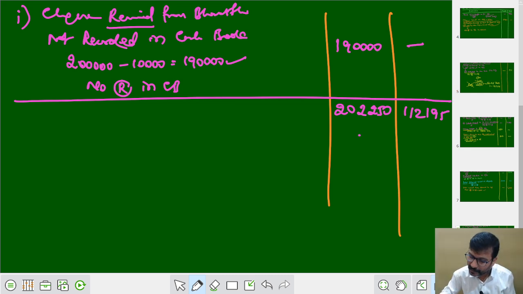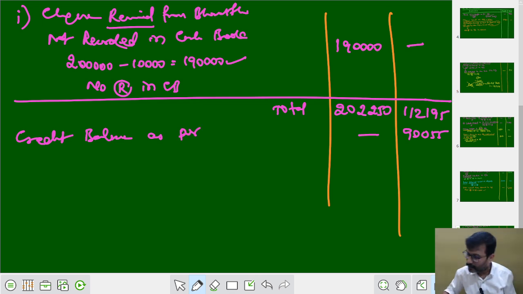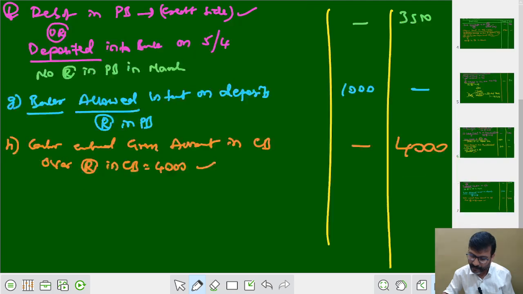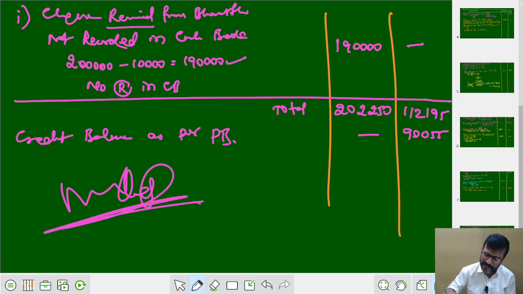1,12,195. Now which side is short? The credit side is short. How much is short? 90,055. Here I write the total. Here I write what balance it is. Credit balance as per, we have started our problem with cash book, right? Now we have to end with as per passbook. So this is how we have to do the answer. This is a very important problem, my dear kids. Please try to understand this kind of problem which is very important for our CA classes.